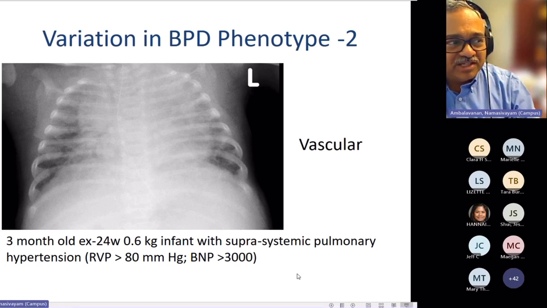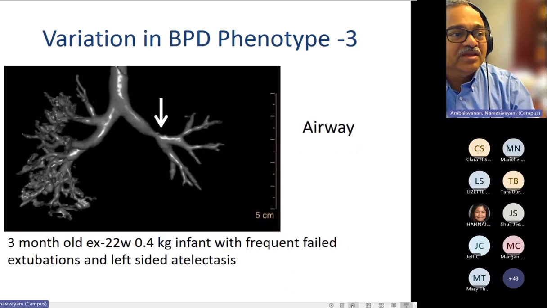But again, when we say vascular phenotype, it doesn't specify one specific etiology. It could be pulmonary vein stenosis, it could be collaterals, it could be vascular remodeling. So it could be multiple different etiologies of the vascular phenotype.